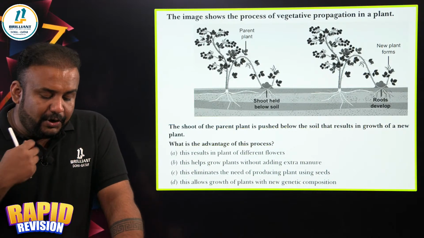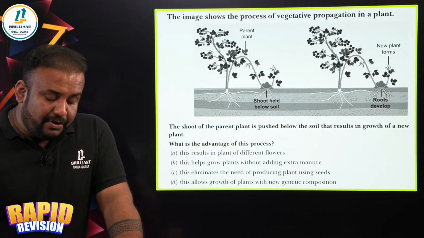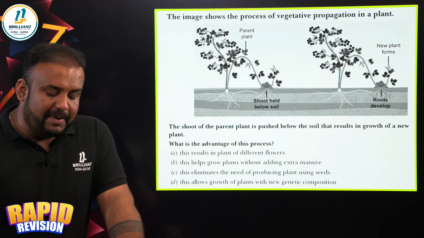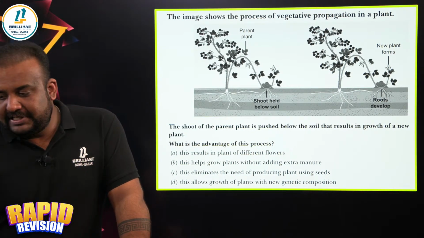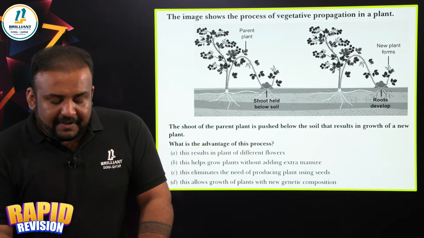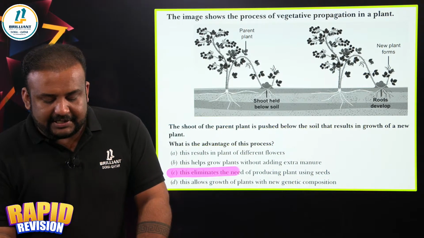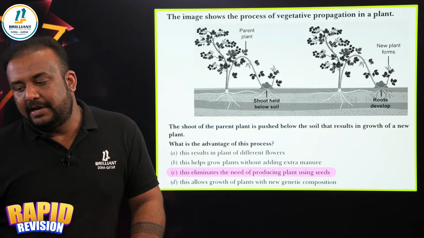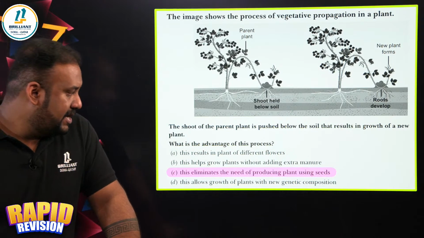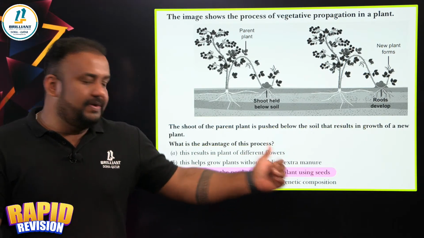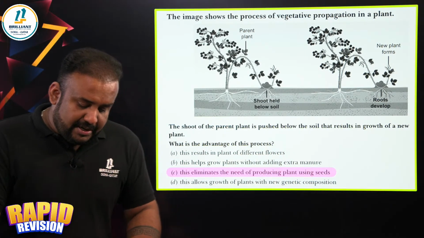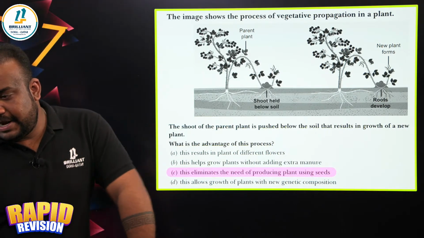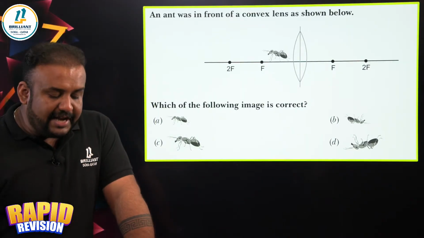This helps the plants grow without adding extra manure. This eliminates the need of producing plants using seeds. This allows growth of plants with new genetic composition. Which is the right choice? One of the benefits of vegetative propagation is you can do this practice for those plants which have difficulty in forming seeds. So this eliminates the need of producing plants using seeds. Yes, all of you have given the right answer. Good. Let's go to the next question.